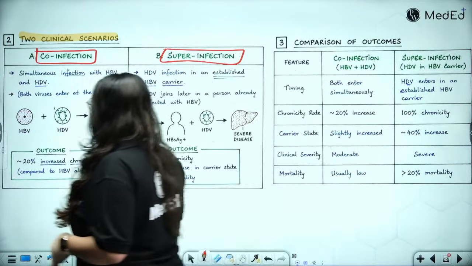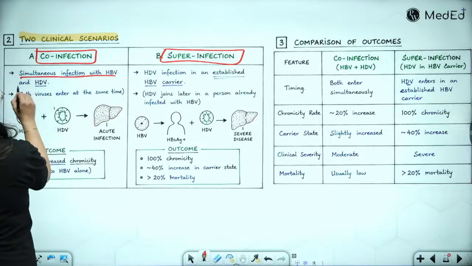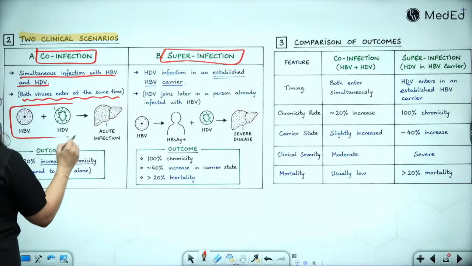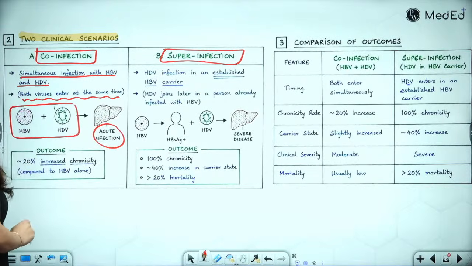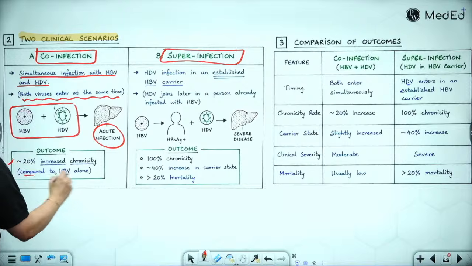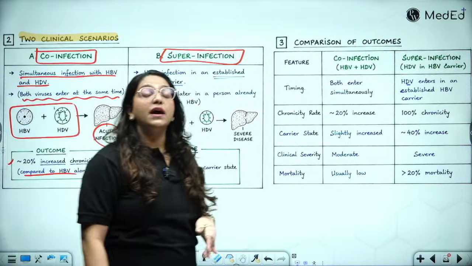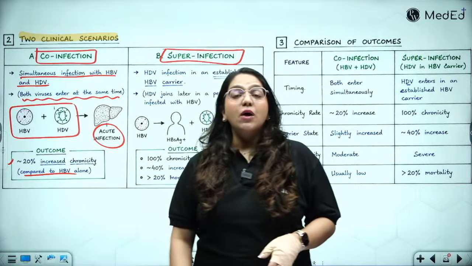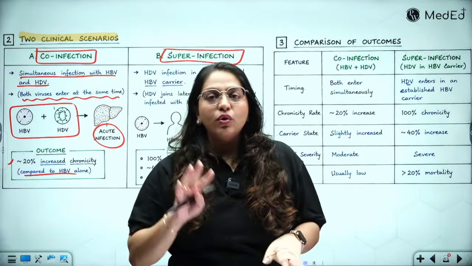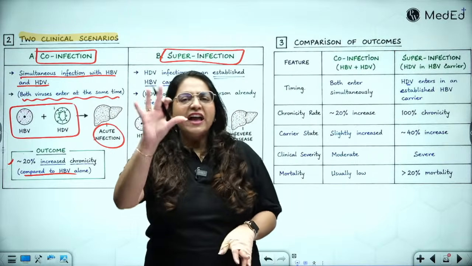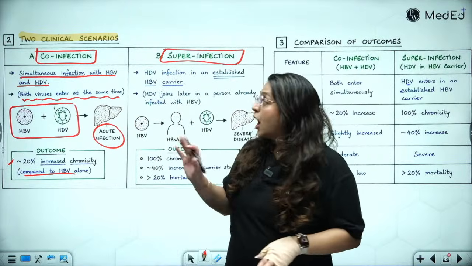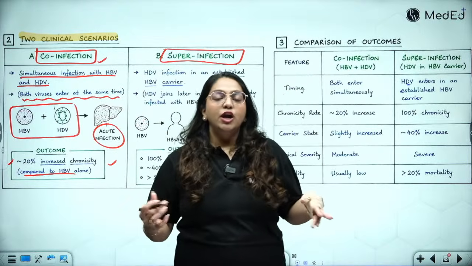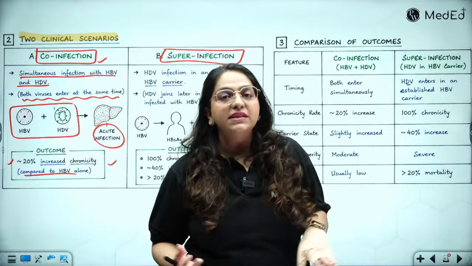So what happens in co-infection? There is simultaneous infection with HBV and HDV. Both viruses enter at the same time. So both have come and they have caused an acute infection. There is 20% increased chronicity as compared to hepatitis B alone. So the outcome is poor. Initially with only hepatitis B, there was only 5% chance of chronicity. But now in co-infection with D, there is 20% rise. 20% more chances that chronicity will happen.